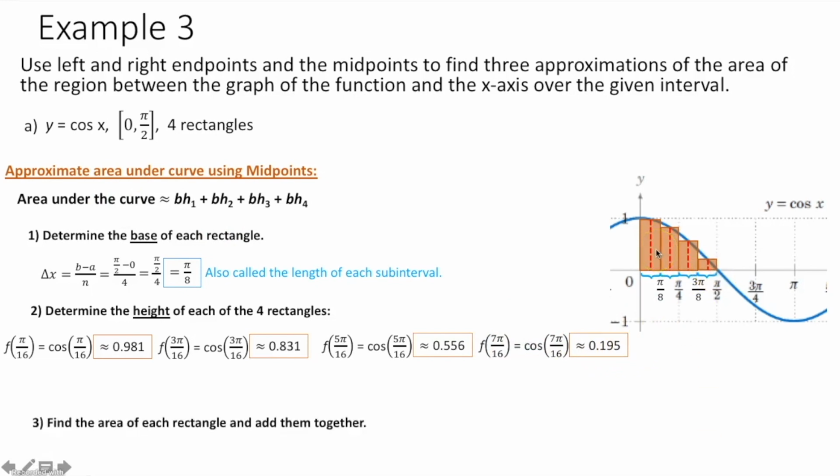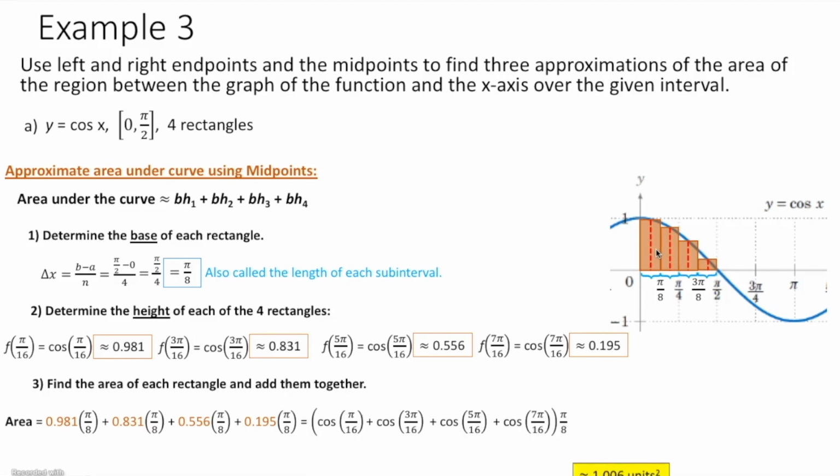I then find the area of each of those rectangles, add them together, put that in my calculator. I get approximately 1.006 units squared. And that is the approximate area under the curve over that given interval. Now, is this an over or underestimate? Well, the graph is concave downward on that given interval. Therefore, this midpoint approximation is going to be an overestimate.